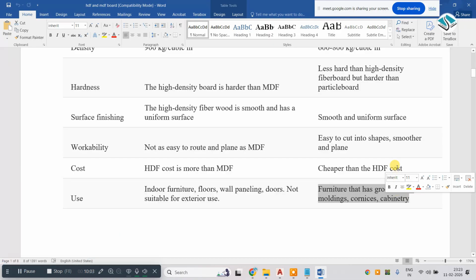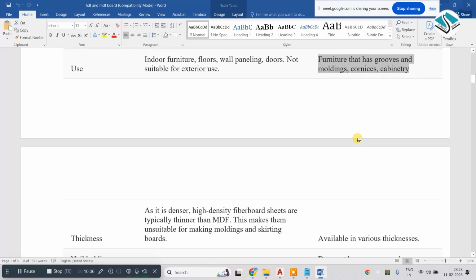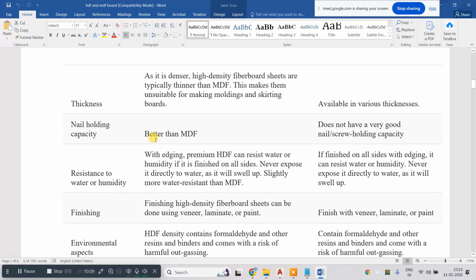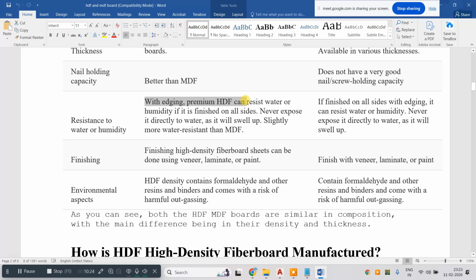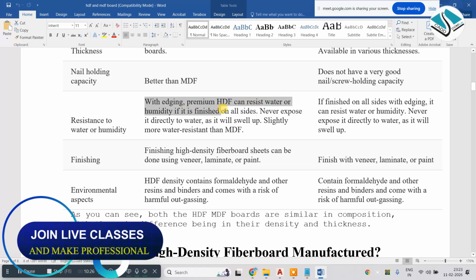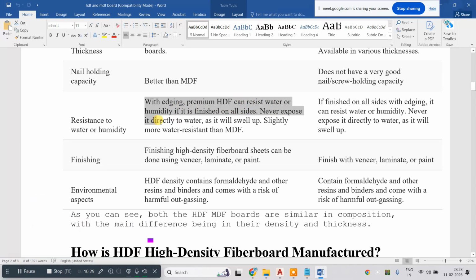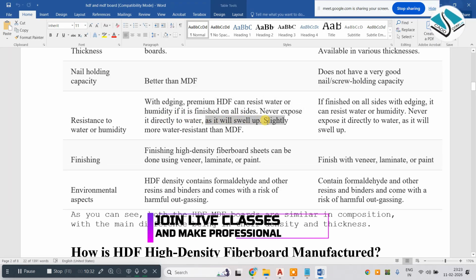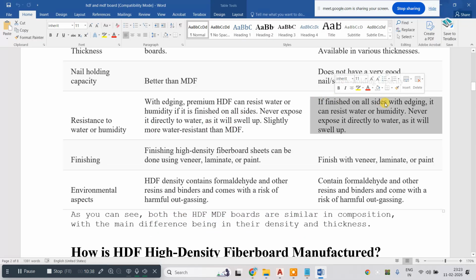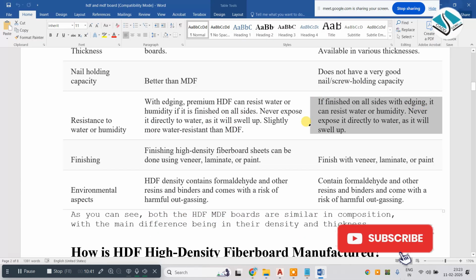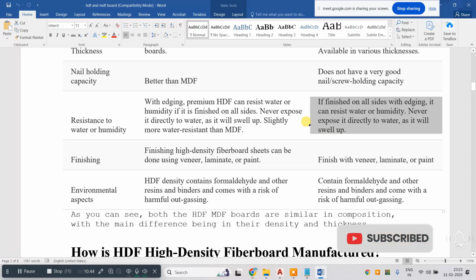With that, MDF. Again, for holding capacity, it is better than particle board, but does not have a very good nail and screw holding capacity. With edging, premium MDF can resist water or humidity if it's finished on all sides. Never expose it directly to water as it will swell. It is slightly more water resistant than MDF. And if finished on all sides with edging, it can resist water and humidity. Never expose it directly to water as it will swell.